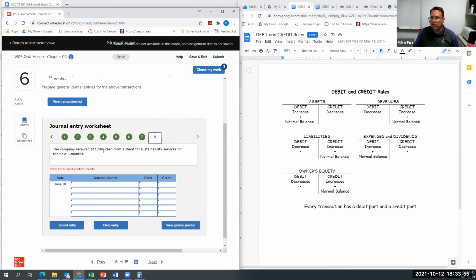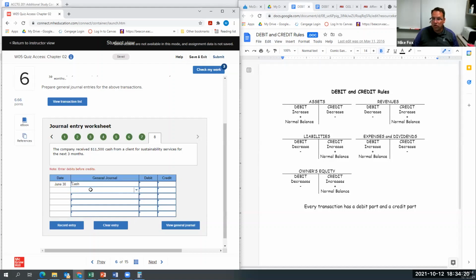Finally, the company receives $11,500 cash from a client for sustainability services for the next 3 months. So here we're receiving cash, but we haven't earned it yet, right? And in the previous one, we received cash, but it was for work we'd already done. So here it's a little different. First of all, our cash still goes up, so that's a debit to the cash account.